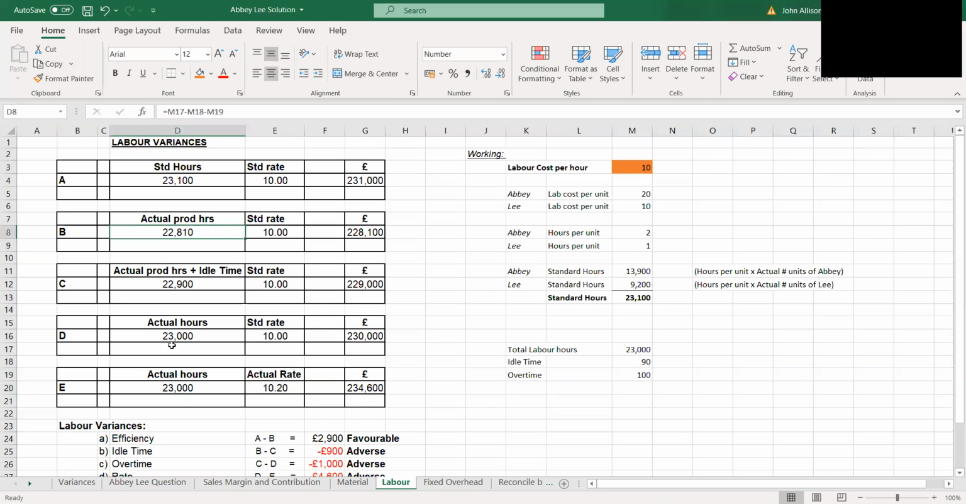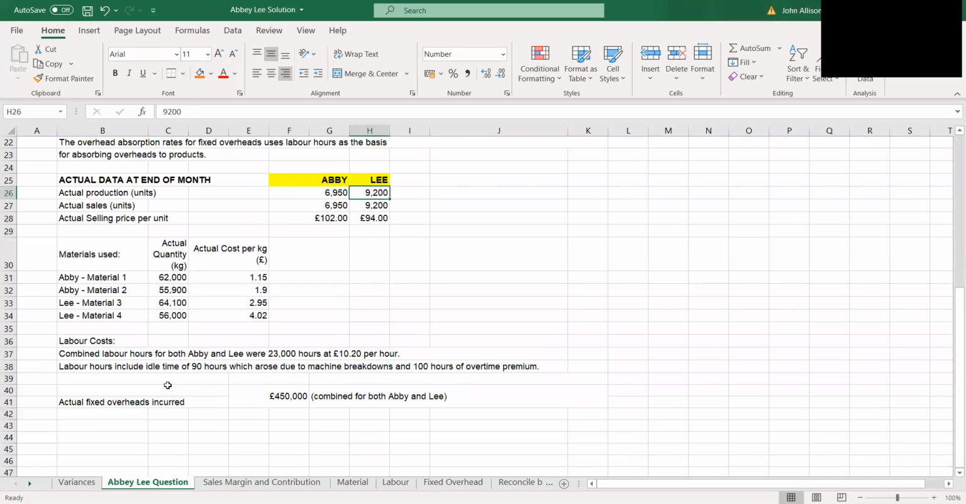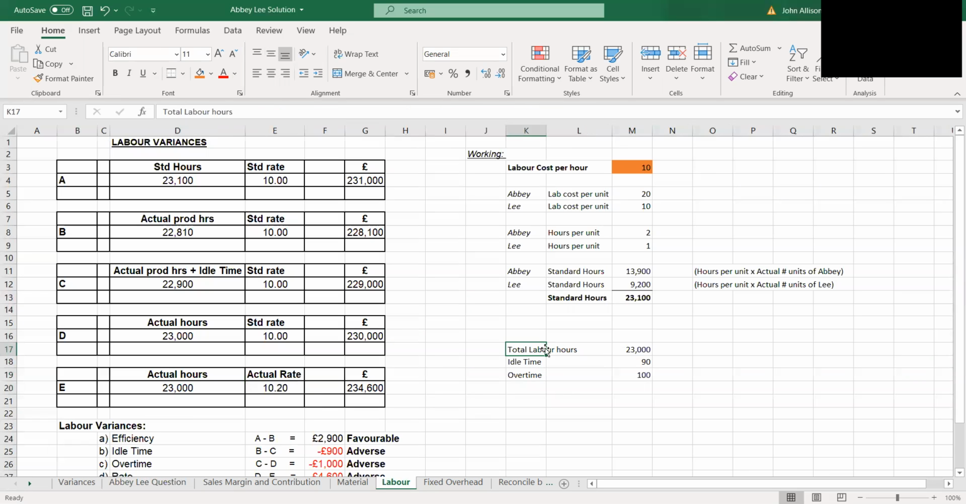The next numbers are a little bit more nuanced to calculate. So there's three numbers we need to get: the total hours worked, idle time, and overtime. So the total number of hours is the total number of labour hours that we actually employed people for. So we can see combined hours for Abby and Lee were 23,000 hours. And that 23,000 includes 90 hours of idle time and 100 hours of overtime. So these are the three numbers we need to calculate the rest of these values here.